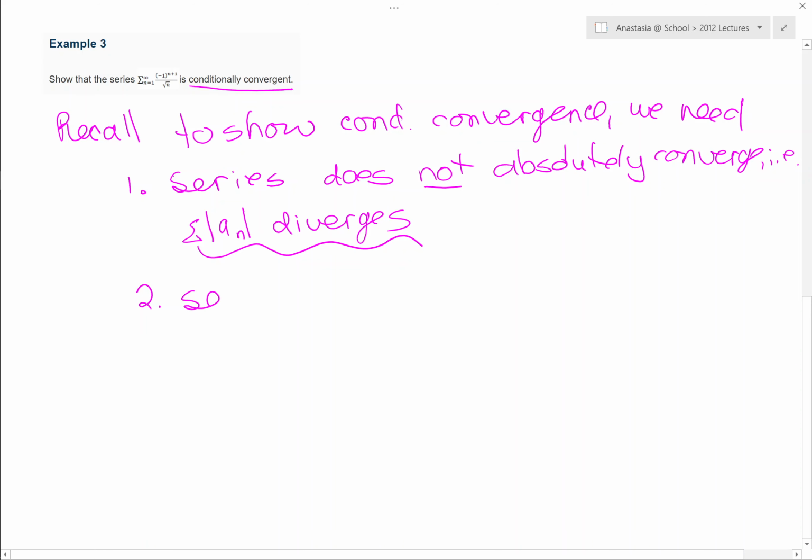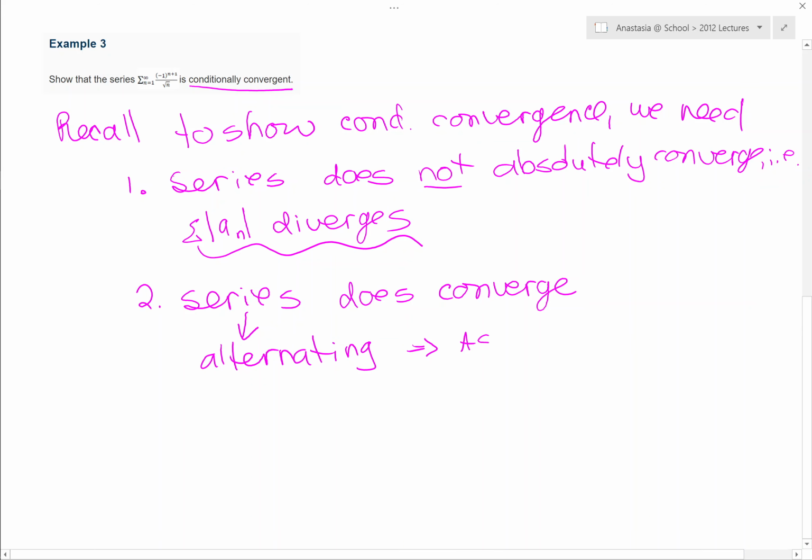And second, we need to show that the original series does converge. Now, the original series is alternating, which means that we are going to have to apply the alternating series test in order to show that it does converge. Now, either one of these things that we need to show can come first. The order really doesn't matter. You can show that the series of absolute values diverges, and then the original alternating series converges, or vice versa. Like I already said, the order doesn't matter.